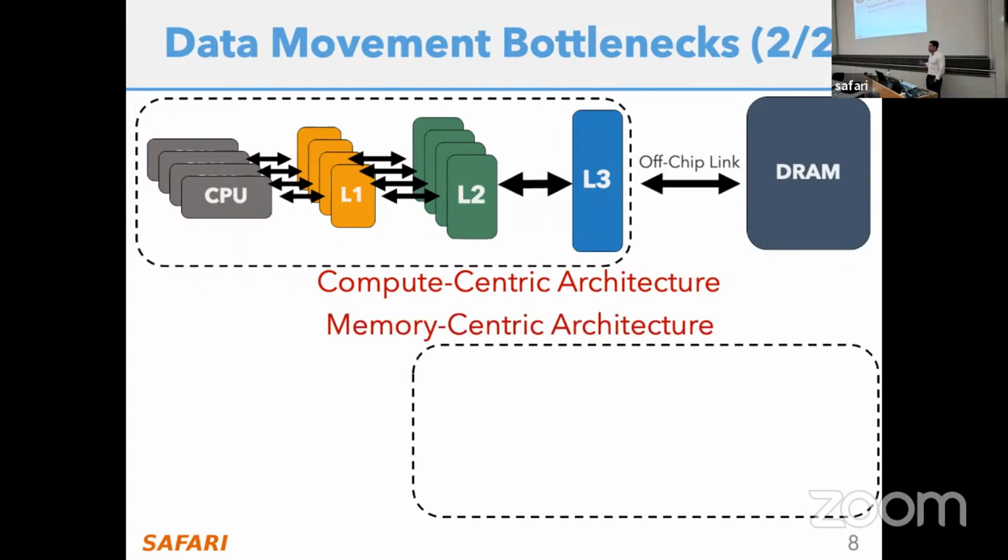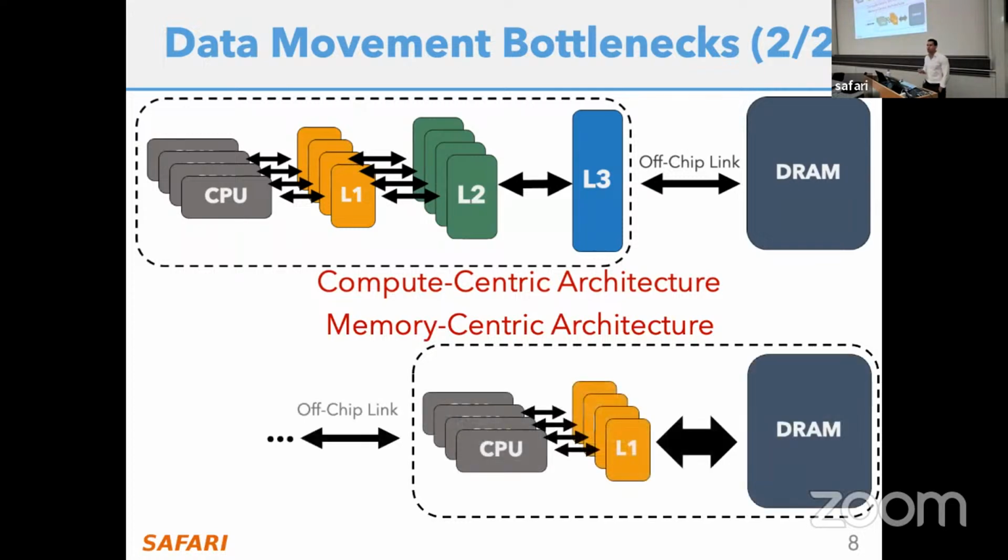But this does not fundamentally solve the problem because the fact is that we are doing computation far away from where the data resides. And one solution to mitigate this problem is, instead of thinking in a compute-centric way, to think in a more memory-centric way, designing memory-centric architectures where we are going to move computing resources nearby the data itself.